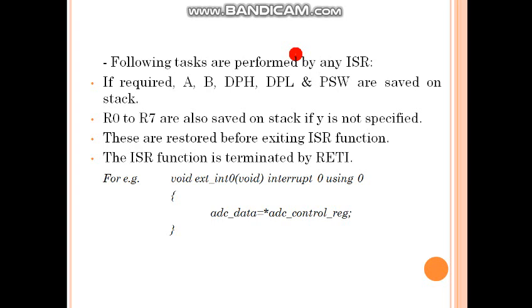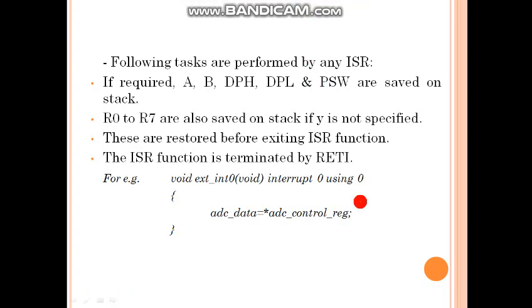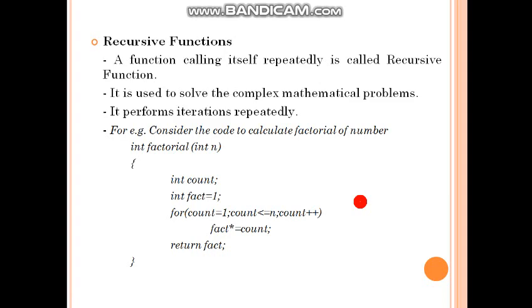R0 to R7 are also saved on the stack if Y is not specified, and these are stored before exiting the ISR function. The ISR function is terminated by RETI, return from interrupt. For example, void external underscore int0 void interrupt 0 using Y, with a certain abc underscore data equal to the control register.